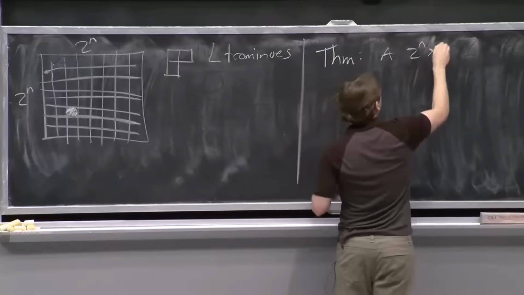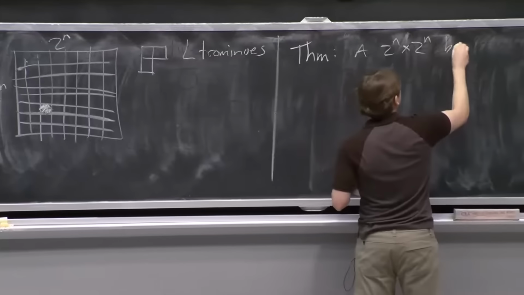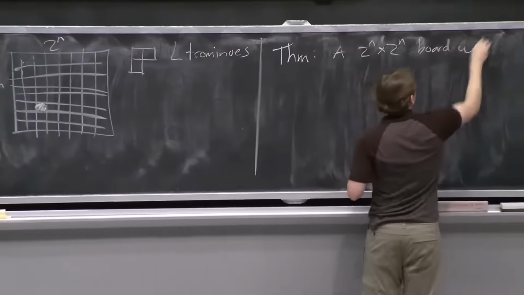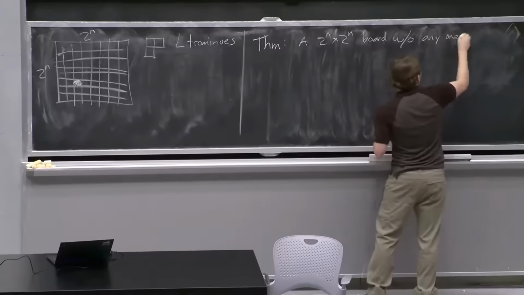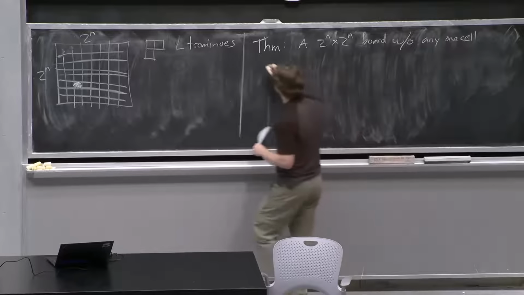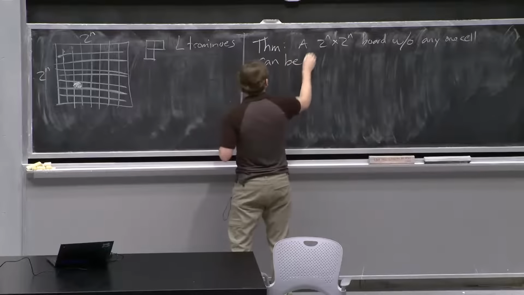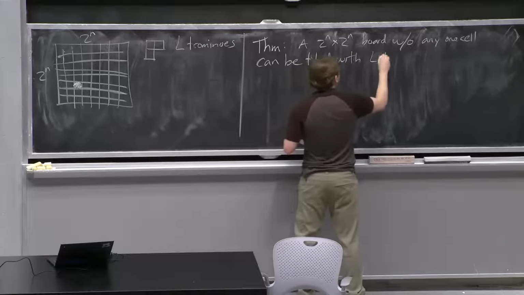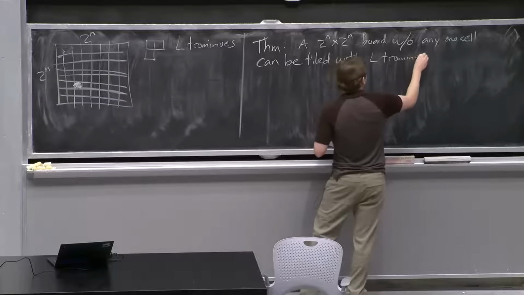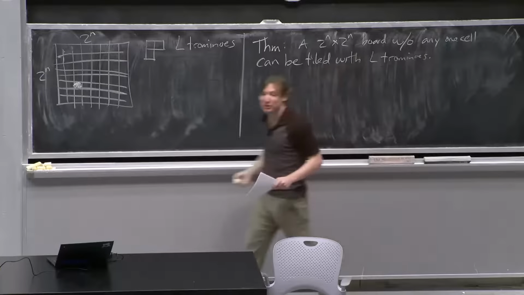A 2 to the n by 2 to the n board without one cell, without any one cell, can be tiled with L trominos. So that's what we're supposed to prove.